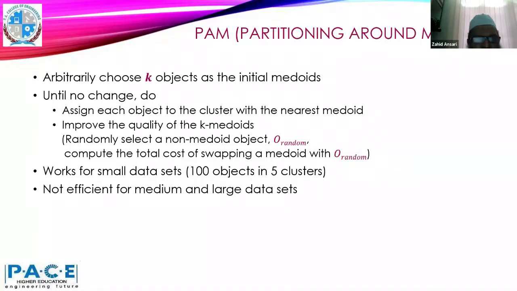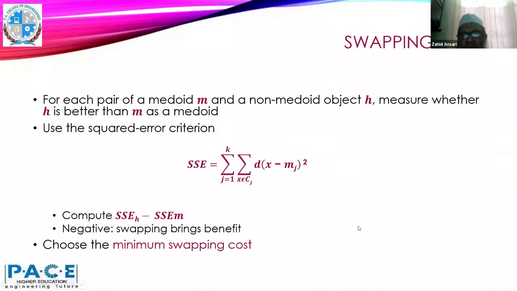So there are lots of computations in this. For every object, we want to swap between the medoids and that particular object, and check whether the sum of the squared error got reduced or not. So it doesn't scale well for large data sets. It works well for small data sets. It is not efficient if the data set size is medium or large. We'll see more detail of it.